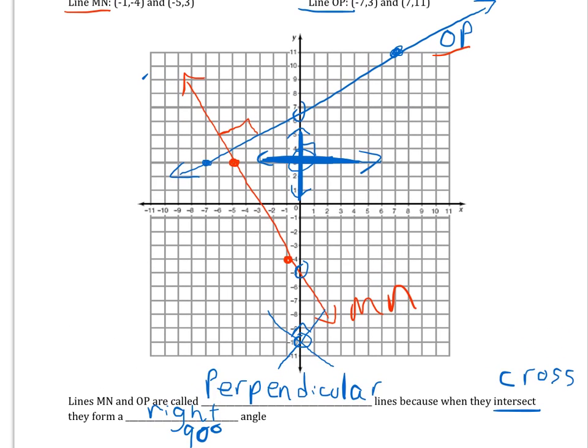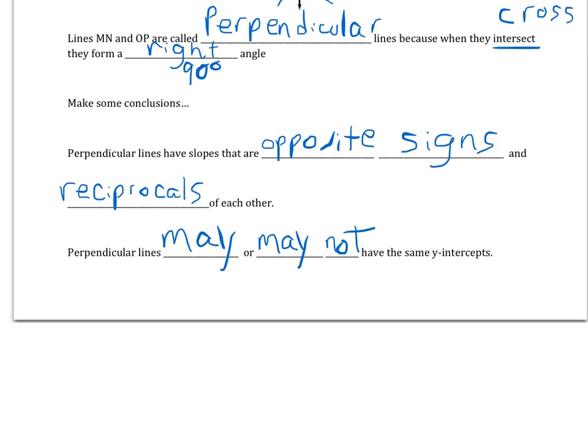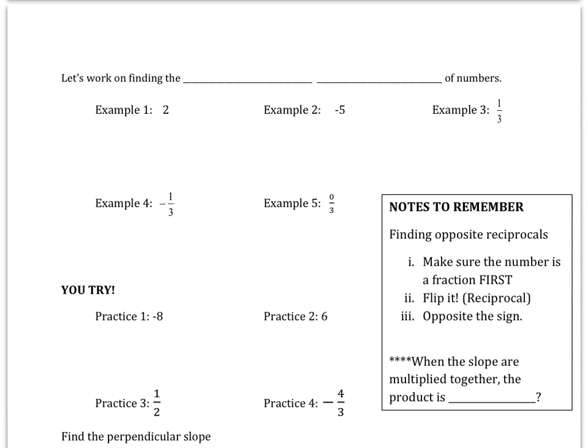Again, we showed up here, our first lines did not have the same y-intercepts, but we can show perpendicular lines like these two that clearly do have the same y-intercepts. So again, perpendicular lines may or may not have the same y-intercepts. However, this is really important. We cannot assume the same. We cannot assume it. So basically all that means is that we still have to find b. We can't assume b is the same. Okay, let's go on to the next page.